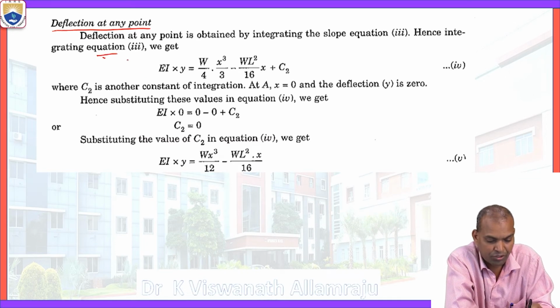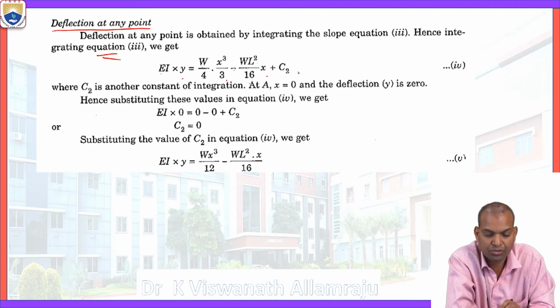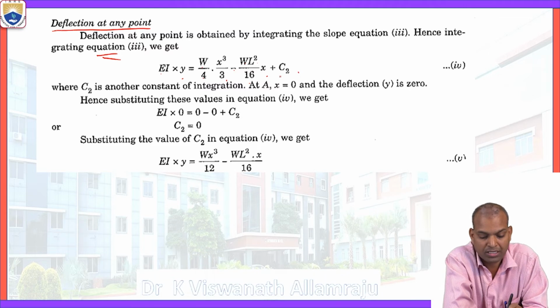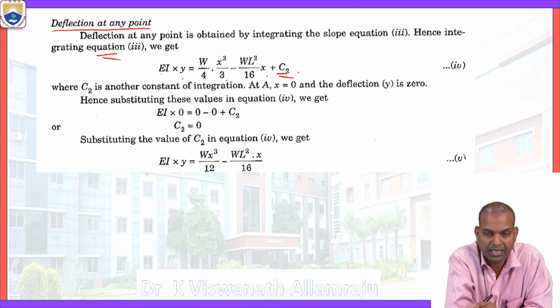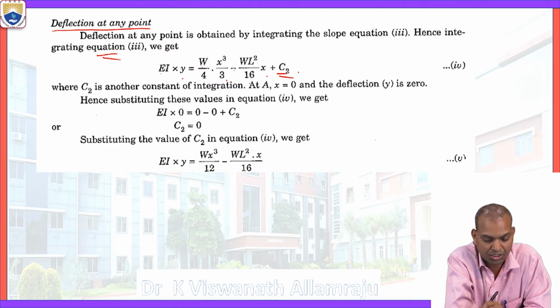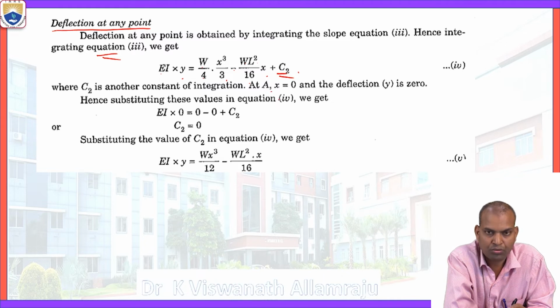Then in equation 3, EI y equals wx cube by 12 minus wl square by 16 x plus C2. The C2 is the constant of integration. It can be calculated by using the boundary condition. Another boundary condition is at x equal to 0, what is the deflection? 0. So at x equal to 0 and y equal to 0, substitute in this equation, then we will get the constant C2 becomes 0.